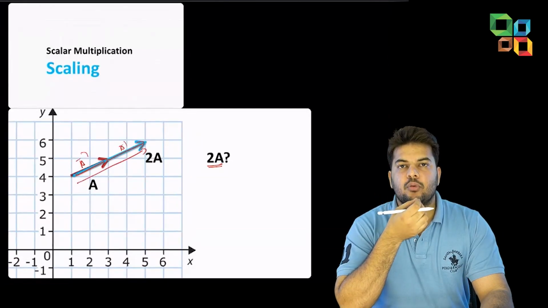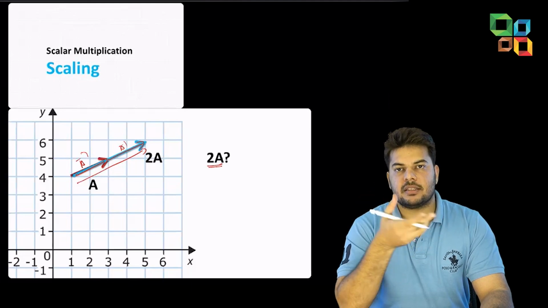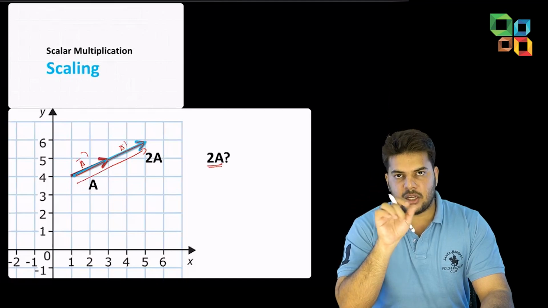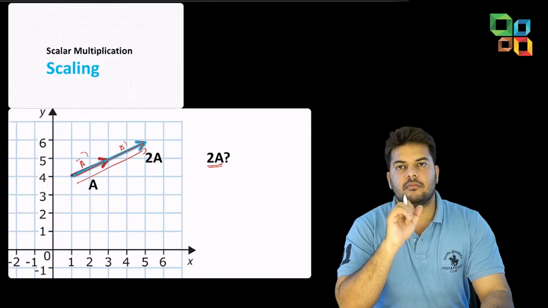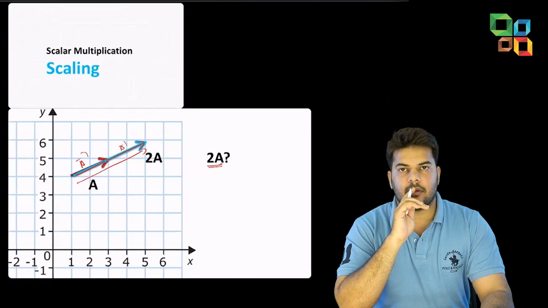What about negative 2A? Just flip 2A, isn't it? Same thing works. You get 2A first, then flip it. So that would be negative 2A.